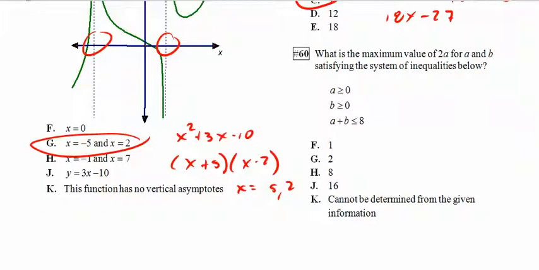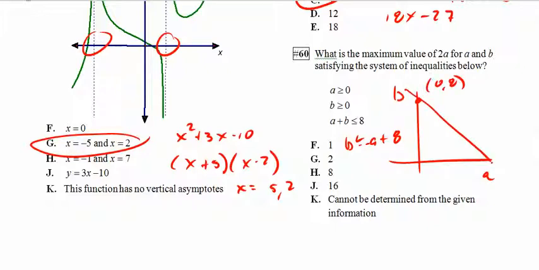Which is the maximum value of 2a for a and b satisfying the system below? A is greater than 0, we'll make this a. B is greater than 0, we'll make this b. So we're in the first quadrant. B plus a is less than or equal to 8. So I put the y up there, so I'm going to call it b. So that's going to be (0, 8). Down at a steady slope, so that's going to be (8, 0). What is the maximum value of 2a? 16. That's a good problem. That's it. Good luck.